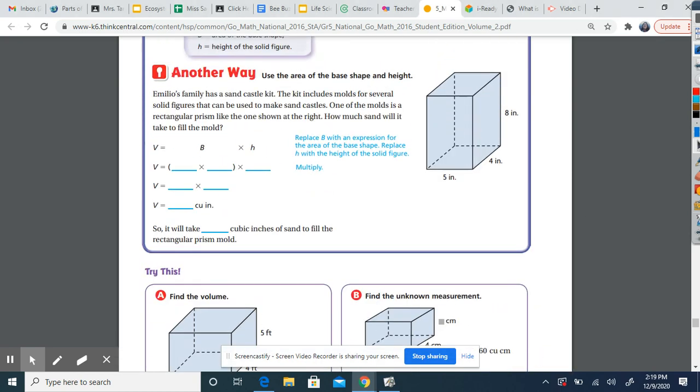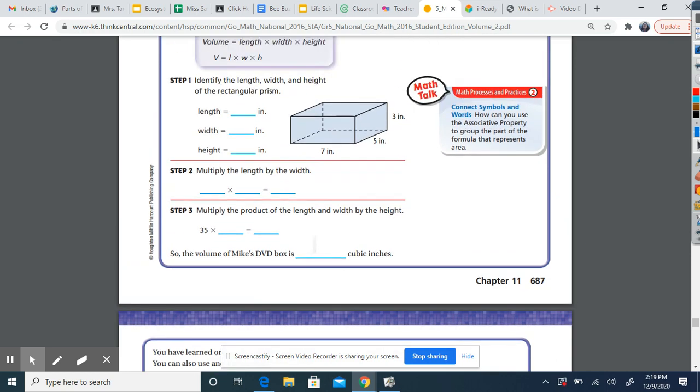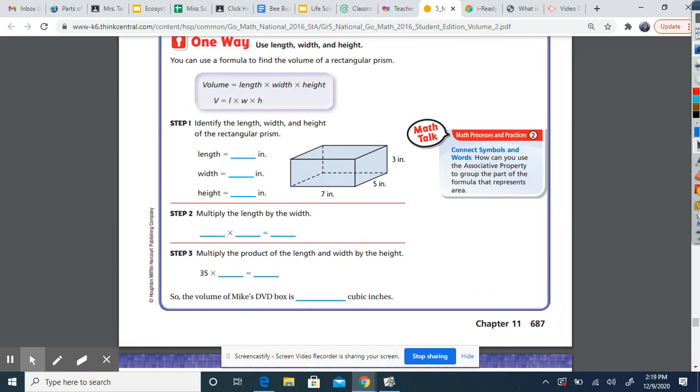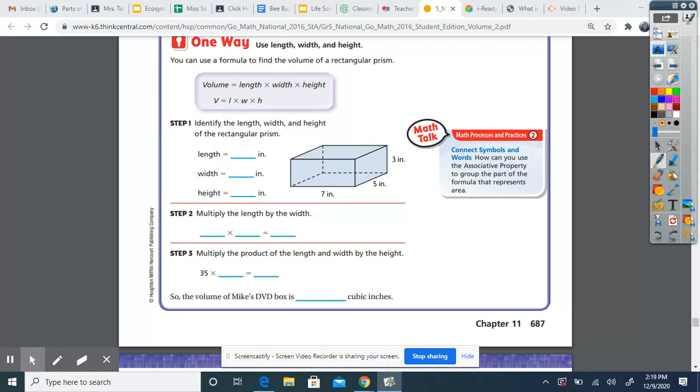We are going to be talking about volume using our formula, which is length times width times height. So if we look on step 1 right here, let me get my pen. In step 1, we need to identify the length, width, and height of the rectangular prism. So we can go ahead and circle those. I'm on page 687 if you want to follow along. My length we said was 7, my width is 5, and my height is 3.